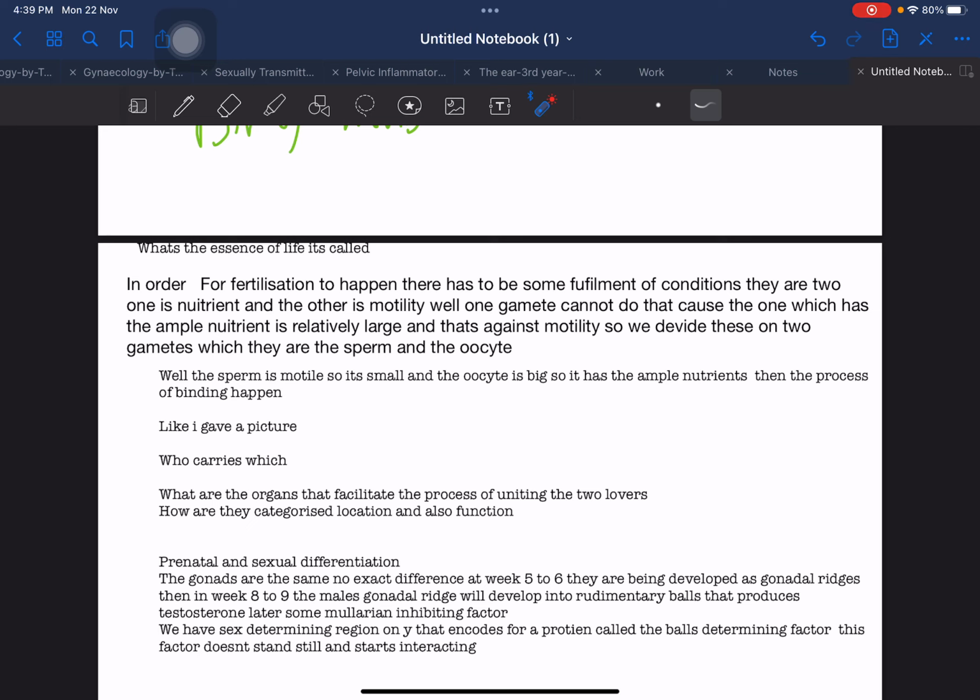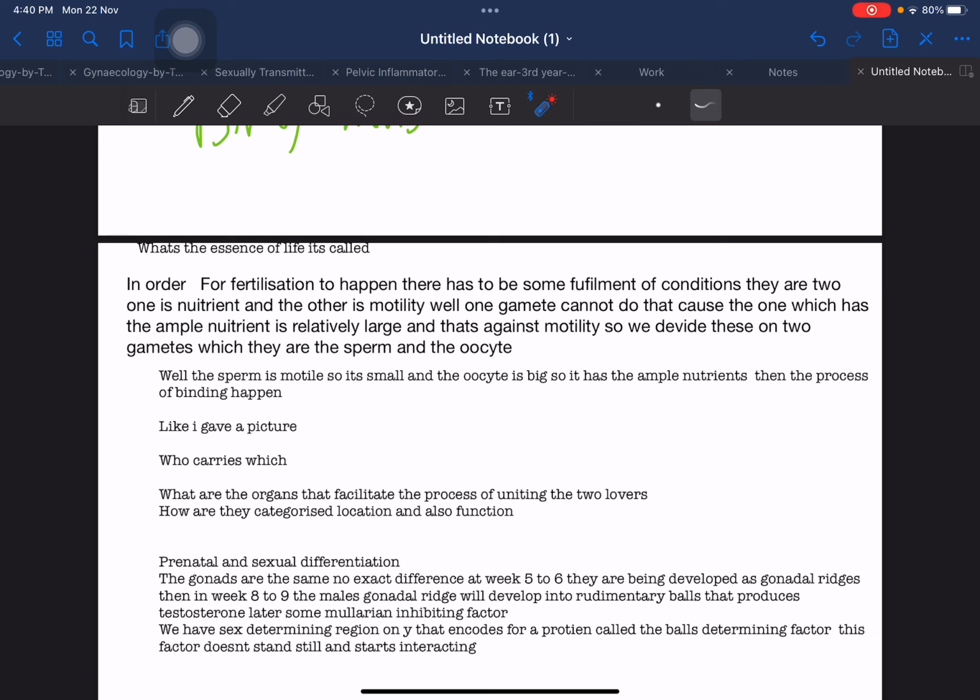So we divided these characteristics between our two gametes. We have the oocyte and we have the sperm. The sperm is small. That's why it can be motile. It has DNA and some enzymes in its head. You're going to be the motile one, and the one that has the ample nutrients, the big one, is the oocyte. Now, okay, we did this well. Great job.